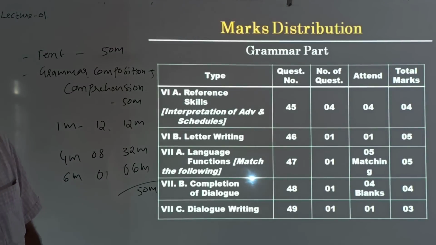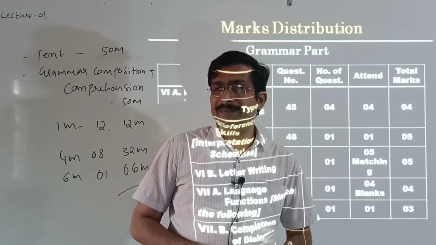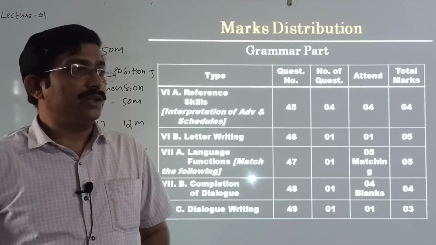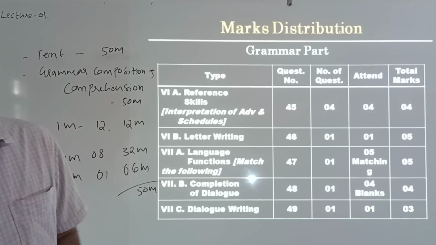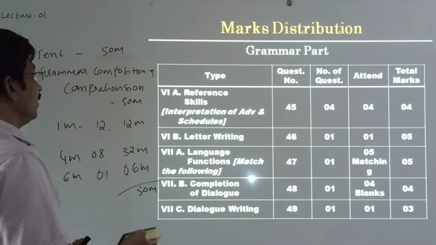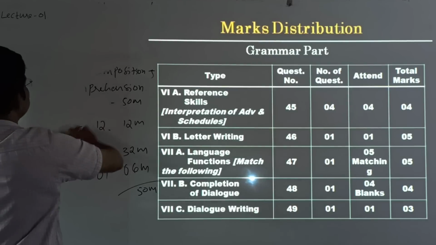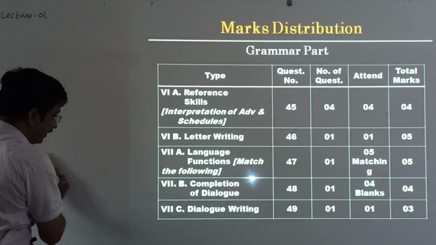So 50 text and 50 grammar. So total 100 marks paper. Okay. Dear students, today we will begin with a text. We'll start with text. First we will complete 2 lessons and 2 poems. Then later we'll start grammar one by one.